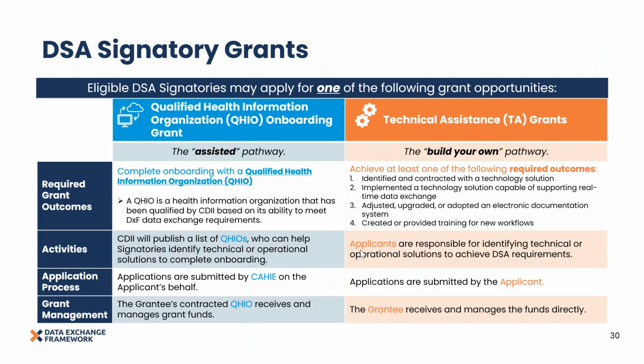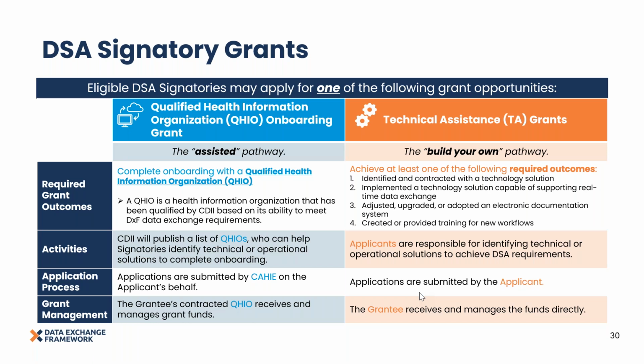There's two domains: the QHIO onboarding and the technical assistance grants. So QHIO is an assisted pathway. Bob's organization, on our header slide, comes under Mazars, and they host and run the data signing portal for us, but they're also helping as experts in the California Health Information Exchange world, and with the entity CAHI, the California Association of Health Information Exchanges.